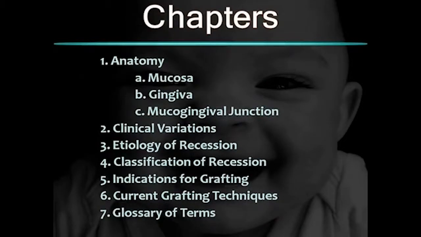We will now review basic dental anatomic landmarks, clinical variations and their impact on therapeutic outcomes, and the etiology of recession. We will then review recession classifications to understand the amount of root coverage that can be expected, the indications for when and why we graft, and briefly describe current grafting techniques. The final chapter is a glossary of terms that may be used as a reference source.